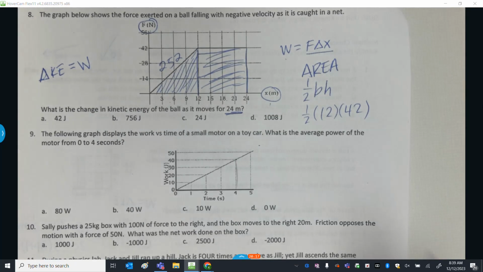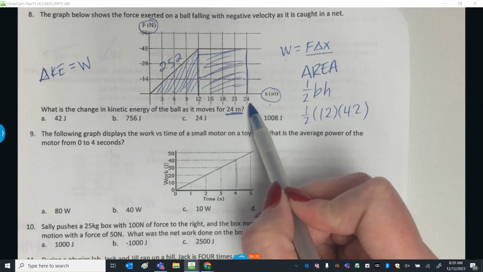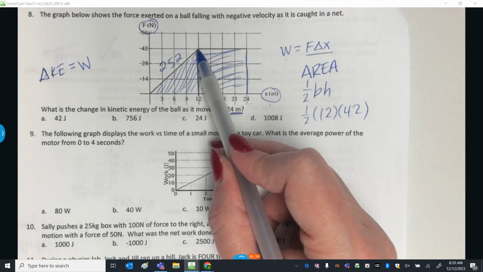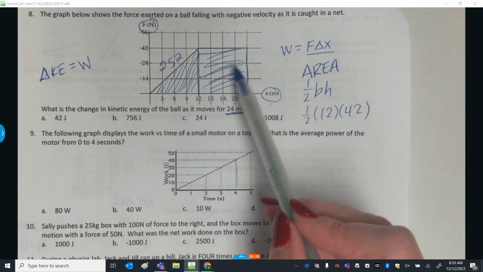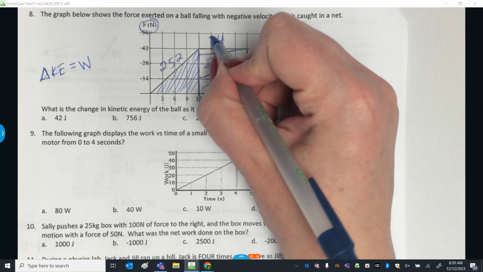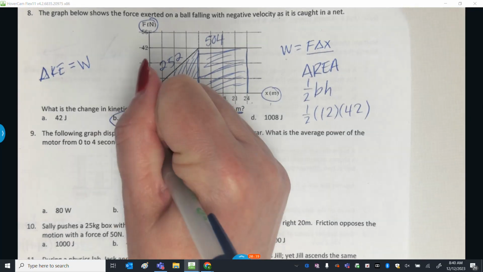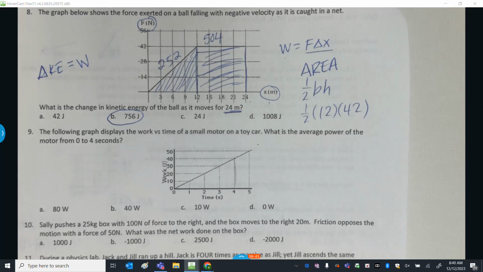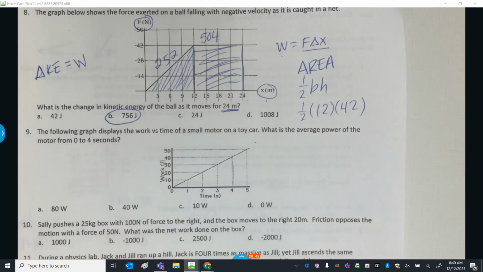The rectangle, on the other hand, is length times width. We're just going to go across the bottom. That's going to be 12. Go up this axis, that's 42. 12 times 42 is 504. And we're going to add that 504 with our 252 to get a total area of 756, which is our answer, 756 joules. Again, if I find the area, I have found work, and work is equal to change in kinetic energy. So the answer should be B.